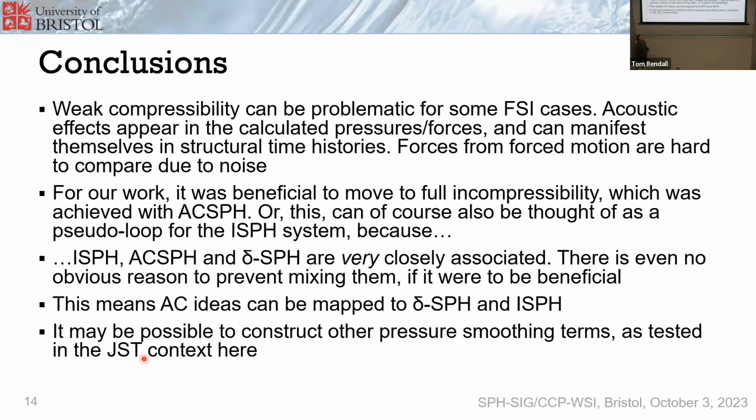That makes sense. So we've had plenty of problems during development. I think the problems that we've had, I think they probably were there for the weakly compressible form anyway.